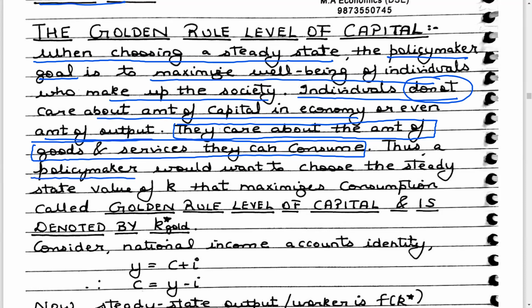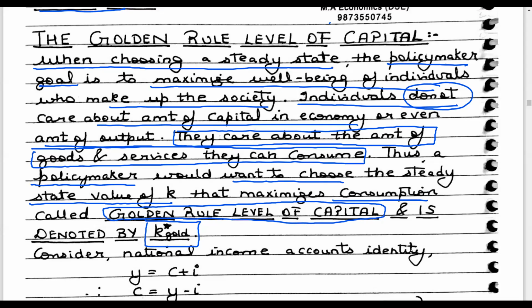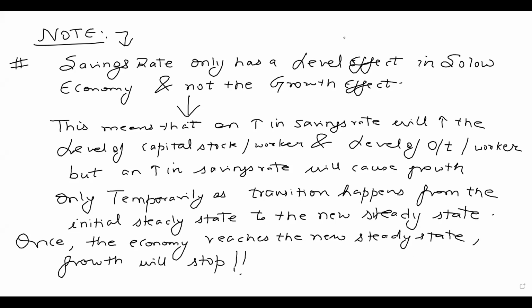So a policymaker would want to choose that steady state level of capital stock per worker which maximizes consumption. And that steady state level of capital stock per worker is called the golden rule level of capital, which we denote by K star gold. So students need to understand this. If I come to the whiteboard to explain this concept to you, okay.